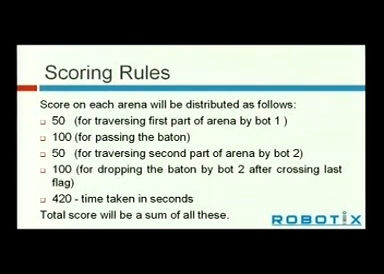Now the scoring rules. The scores will be awarded for completing each individual task assigned to each robot. 50 marks will be awarded for traversing the first part of the arena by bot 1. 100 points will be awarded for satisfactorily passing the baton. 50 points will be awarded for traversing the second part of the arena by bot 2. 100 points will be awarded for dropping the baton by bot 2 after crossing the last flag. The timeout points, 420 minus time taken in seconds, will be awarded only when the other tasks were completed, and the total score will be the sum of all these points.